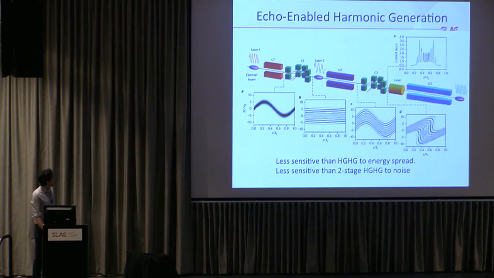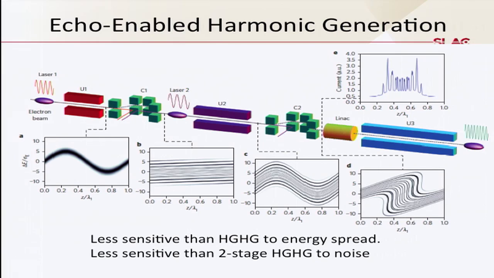Okay, now we're getting to the more forward-looking FELs, right? So this was an idea from a scientist here at SLAC, Gennady Stupakov, a very bright accelerator physicist. And he thought of a fancy seeding scheme that's kind of the best of both worlds between multi-stage HEAG and single-stage HEAG, right? We know that single-stage HEAG is very sensitive to energy spread. Two-stage HEAG is very sensitive to noise amplification, right?